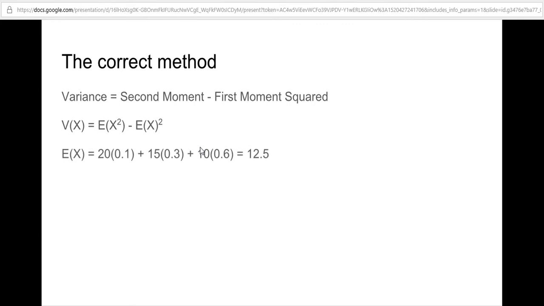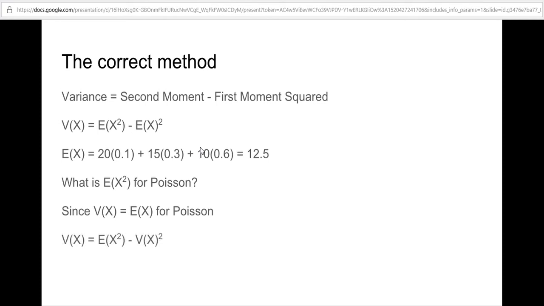So the first thing we are going to do is the expected value of x, the first moment. We're just taking those expected Poisson variables. Remember that for the Poisson variable, the expected value is equal to the variance. Be careful here, because the next thing we have to find is the expected value of x squared. So what is the expected value of x squared for a Poisson distribution? Let's think backwards about this. Since the variance is equal to the expectation for a Poisson distribution, we can take our formula for variance and change it for the Poisson distribution.